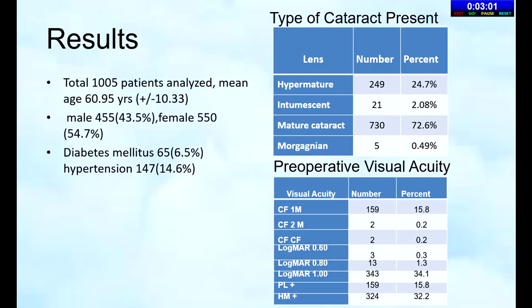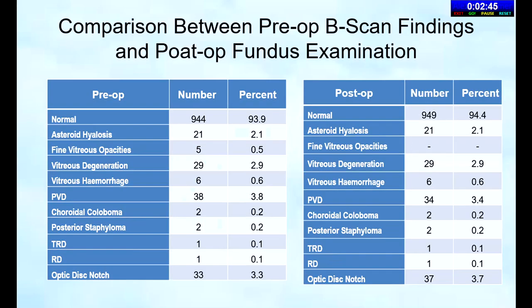Results: a total of 1,005 patients were analyzed, of whom males are 455 and females are 550, with diabetes in 65 and hypertension in 147. Hypermature cataracts are 249, intumescent are 21, mature cataracts are 730, with Morgagnian in 5. Comparison between the pre-op B-scan findings and post-operative fundus examination: in 1,005 patients, there is normal in 944, with asteroid hyalosis 21, fine vitreous opacity 5, vitreous degeneration 29, vitreous hemorrhage 6, posterior vitreous detachment 38, choroidal coloboma 2, posterior staphylomas 2, tractional retinal detachment 1, with optic disc notch 33.